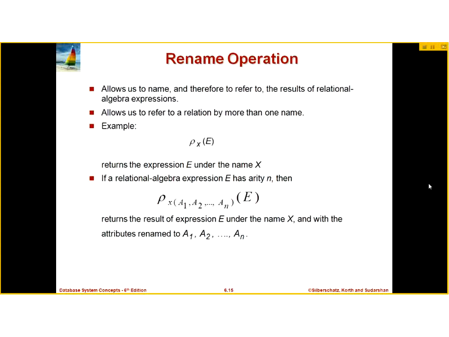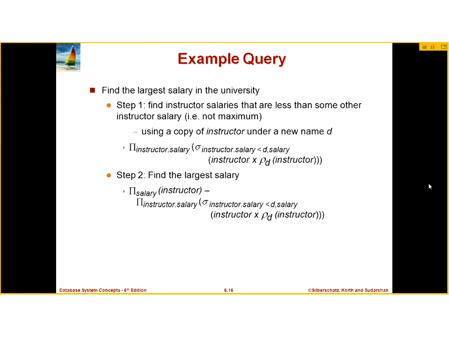For example, this expression returns the expression E under the name X. So if the relational algebra expression E has arity n, then this statement returns the results of expression E under the name X, with the attributes renamed to A1, A2, up to An.